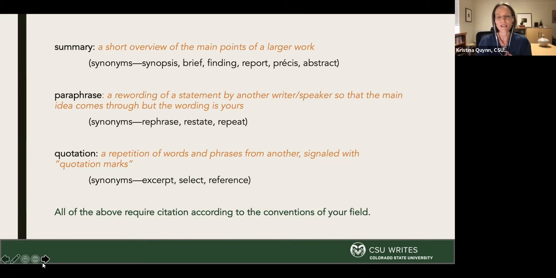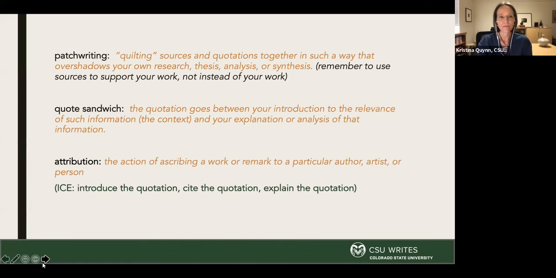If you have three keywords from someone else in a sentence, chances are you're running the risk of plagiarizing. So at that point in time, you might just want to quote. You might just want to put whatever they said in quotation marks. And all of the above, those all require citations if you're pulling from someone else's work in your field.